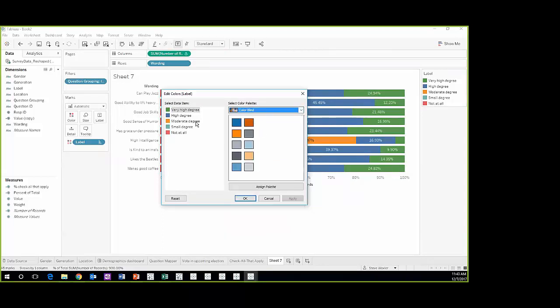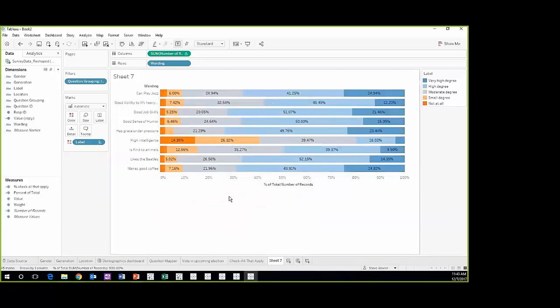Let me go to colorblind colors, and if you strongly agree, I'll make it a dark blue. Moderate degree, you're kind of neutral. Small degree is this, and not at all is a darker orange. Maybe if I sort this thing, maybe I get rid of the... it's horrible. I can make it less crappy, but this 100% stacked bar chart is a bad way to view this type of thing.